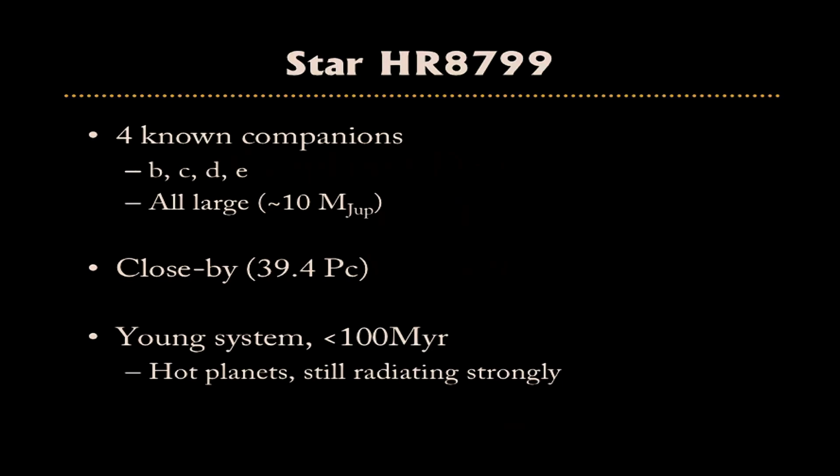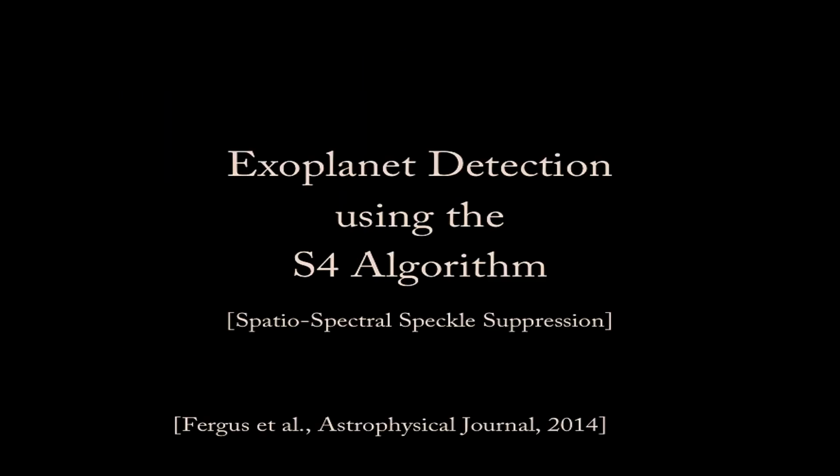Okay, so the first thing I want to talk about is just trying to find the planet, and then we'll talk about how we're going to characterize the spectrum. The algorithm that I came up with was called spatiospectral speckle suppression, which is a bit of a mouthful, so we just abbreviated it to S4. That's detailed in a separate journal paper that followed on from the main science discovery paper.